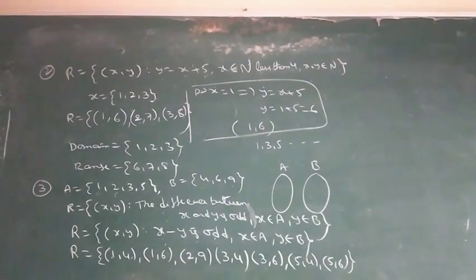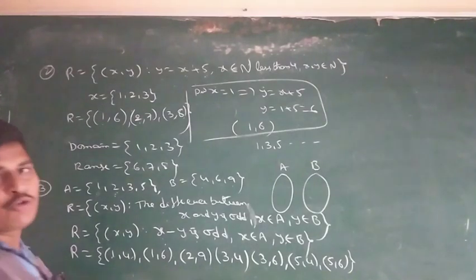So, the difference of x and y, write it in roster form. There is no domain, codomain. They are not asking, only roster form. Relation, write in roster form. Is it correct or not? (1,4), (1,6), (2,9), (3,4), (3,6), (5,5). Only roster form. There is no domain and range.